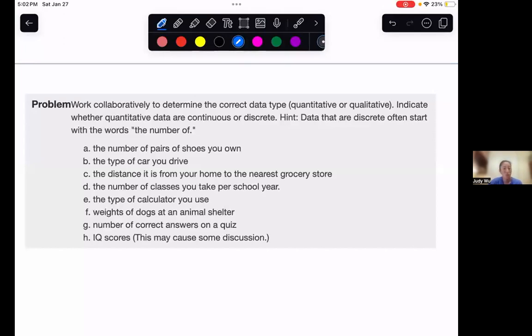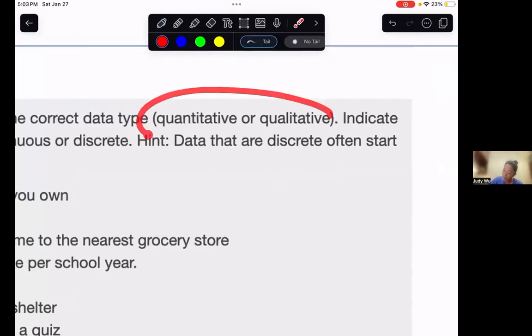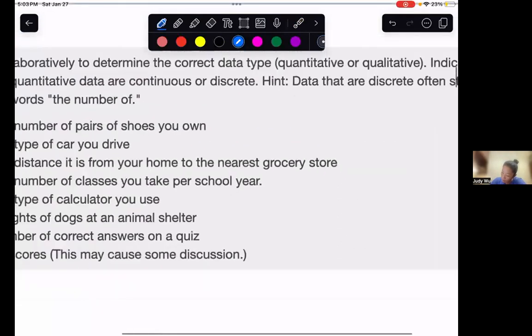We are still in chapter 1, and this is taking a look at determining the correct data type or identifying the correct type of data. Before we get into our example, what I want to talk about is just a reminder from our textbook. We learned that there's two different kinds of data types. There's a quantitative and a qualitative. And I know those words seem pretty similar, so let's break down what the difference is between those, okay?